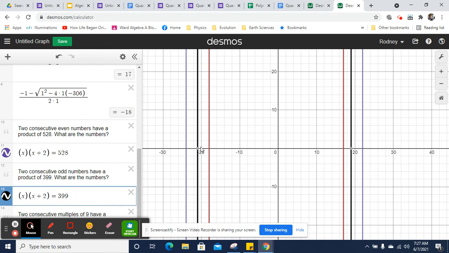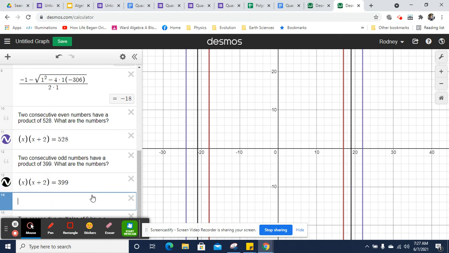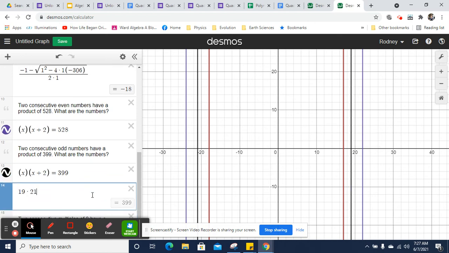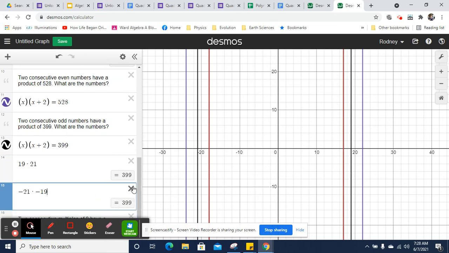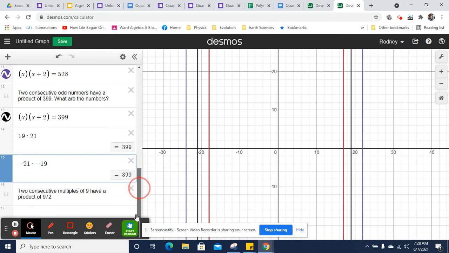Okay, and so then I take a look over here, and my two x values I could have are 19. So 19 and 21. 19 times 21 works, and negative 21 and negative 19 works. Because I'm just going to take my x values and add 2. So one option is 19 and 19 plus 2 or 21. And my other option is negative 21 and negative 21 plus 2. We can test those out. 19 times 21 and negative 21 times negative 19. And they both give me the 399 I'm after.